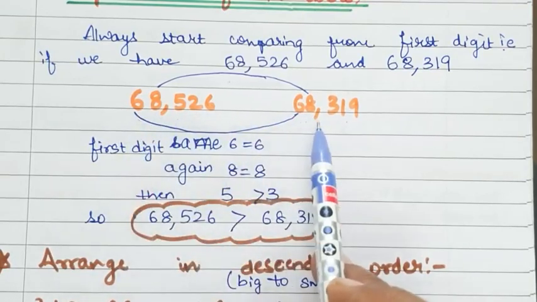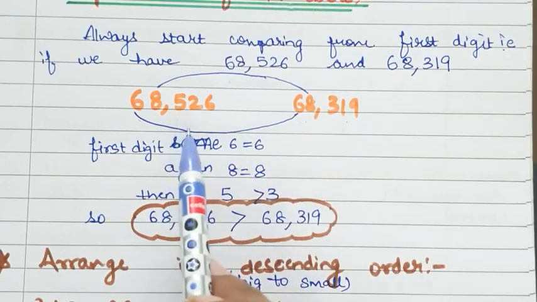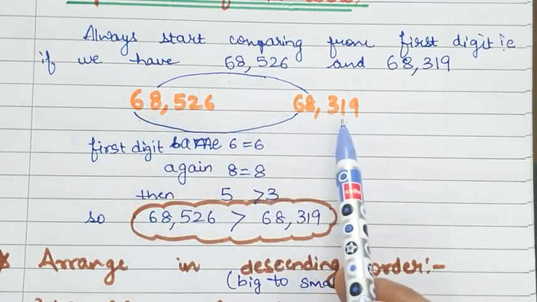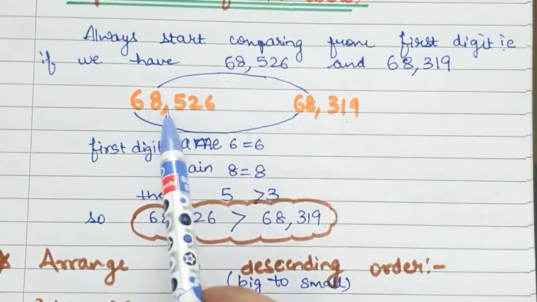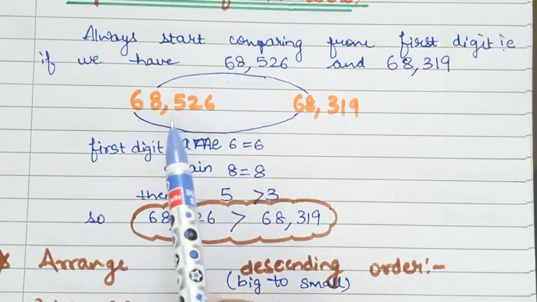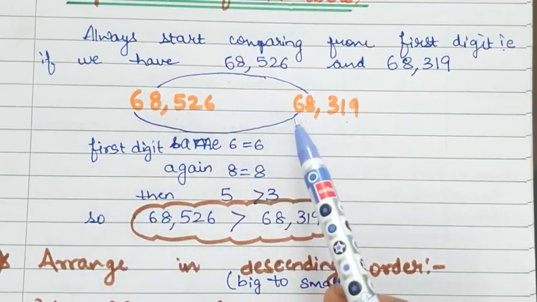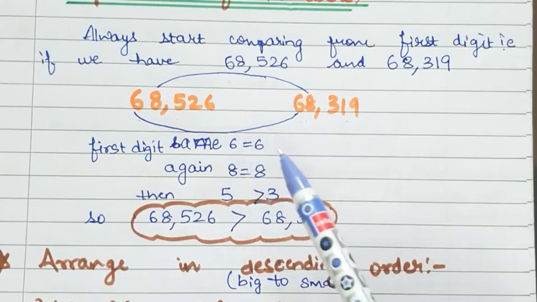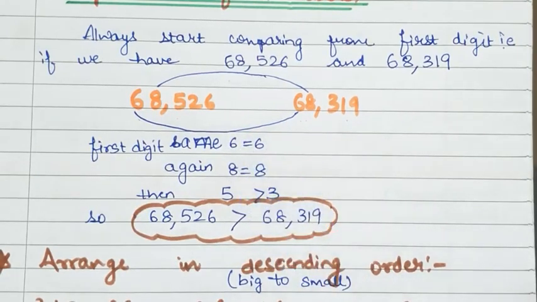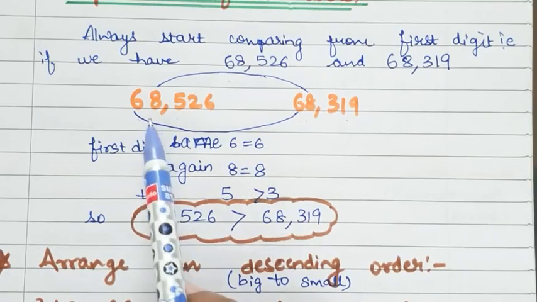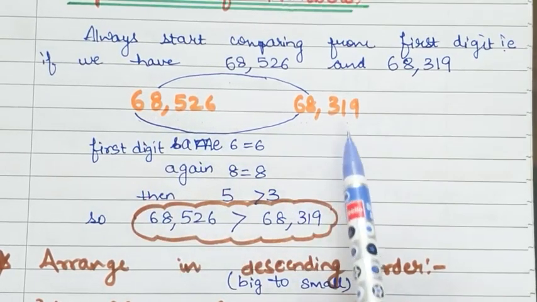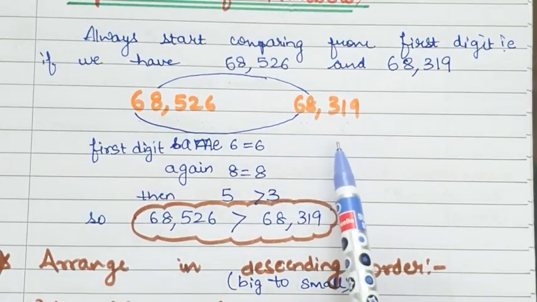But if any two numbers are given where the number of digits in one number is more than the number of digits in the other number, then it is very clear that the number having more digits will be larger. So now see here in this example, these two numbers have the same number of digits.